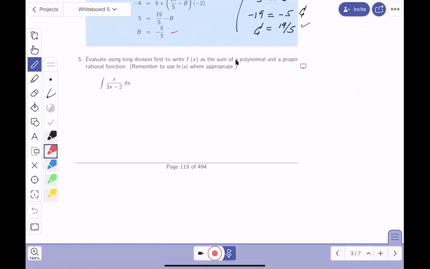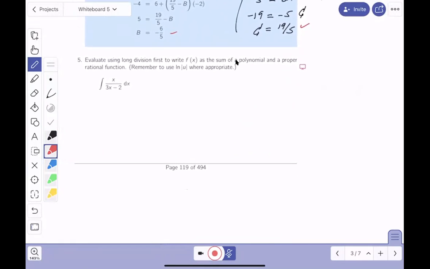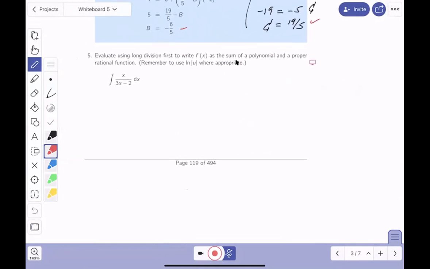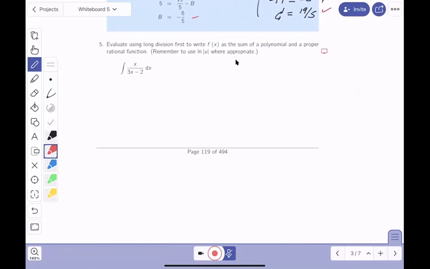And again, it says, evaluate using long division first to write f of x as a sum of polynomials and a proper rational function. So let's do that. And they're giving me a hint. I'm glad they did that because you might get confused otherwise. There's many ways to do a problem though. I'm not going to say this is the only way to do it. But let's write this down. And I got to go through the details, right? What are the details going to be?